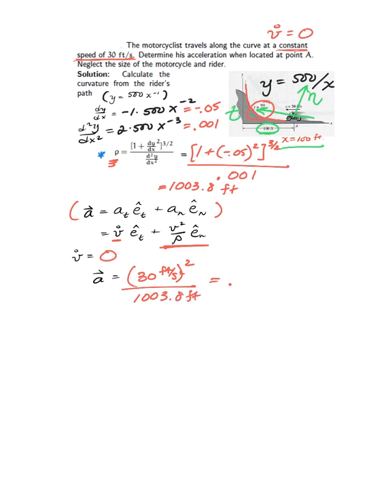And if I do that, I end up with 0.897 feet per second squared. And again, that would be in the normal direction, is how we would define that vector.